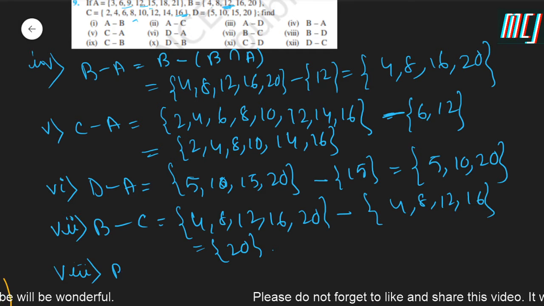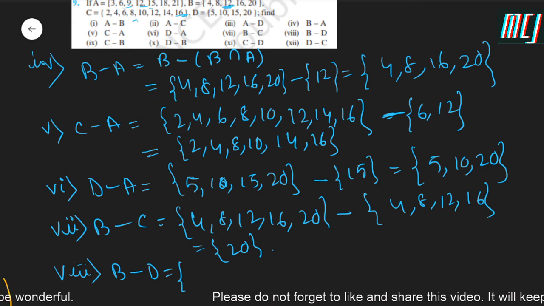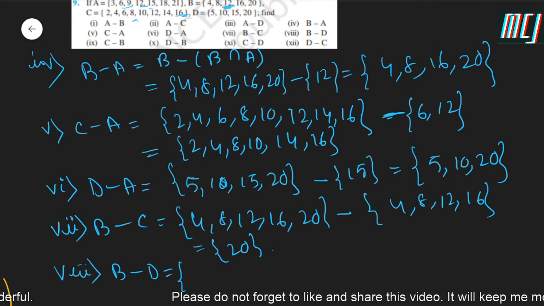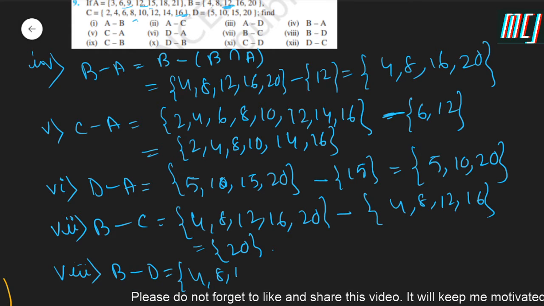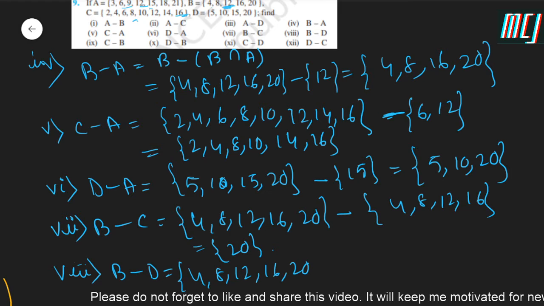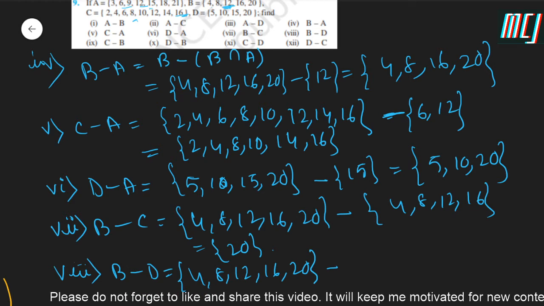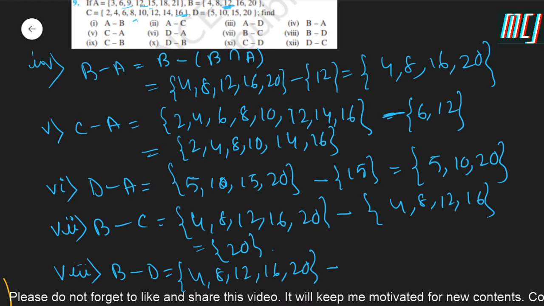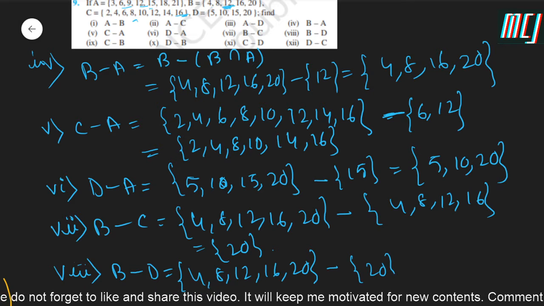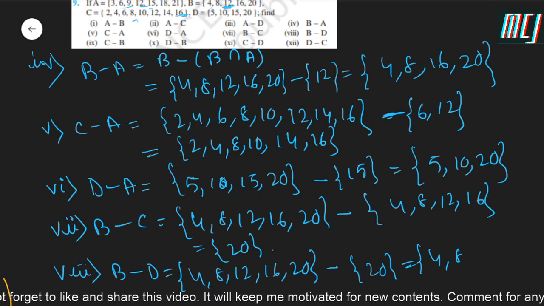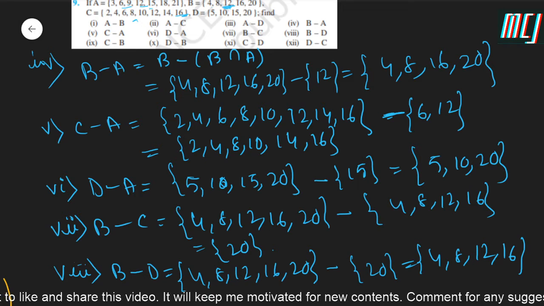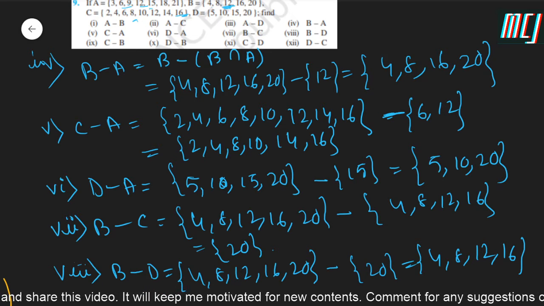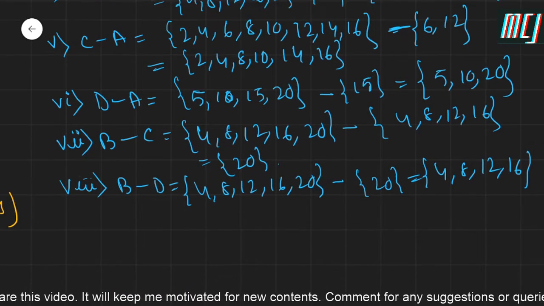Now the eighth one, that is B minus of D. So B is 4, 8, 12, 16, 20 minus B intersection D. So there is only 20. Then it will be 4, 8, 12 and 16. Clear? Now 4 more subparts, that is the ninth.